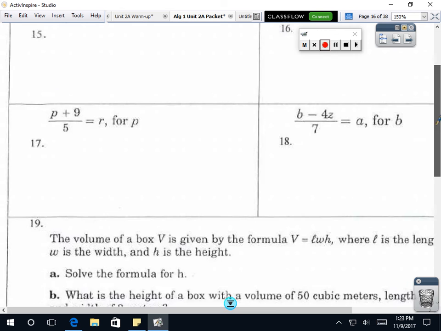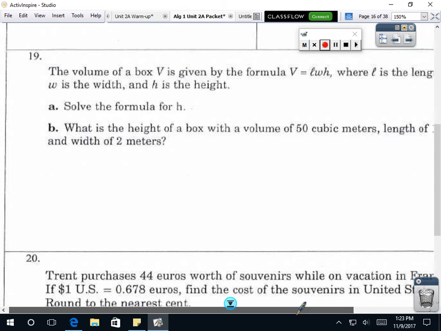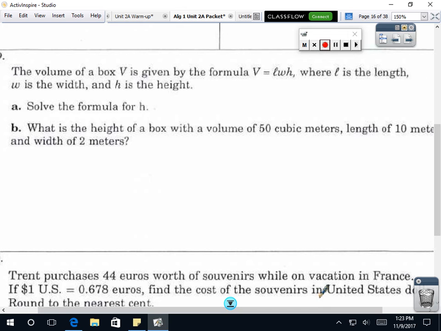All right, number 19. The volume of a box V is given by the formula V equals LWH, where L is the length, W is the width, and H is the height. Part A wants you to solve the formula for H. So V equals LWH, and they want you to solve that for H. How do we do that?